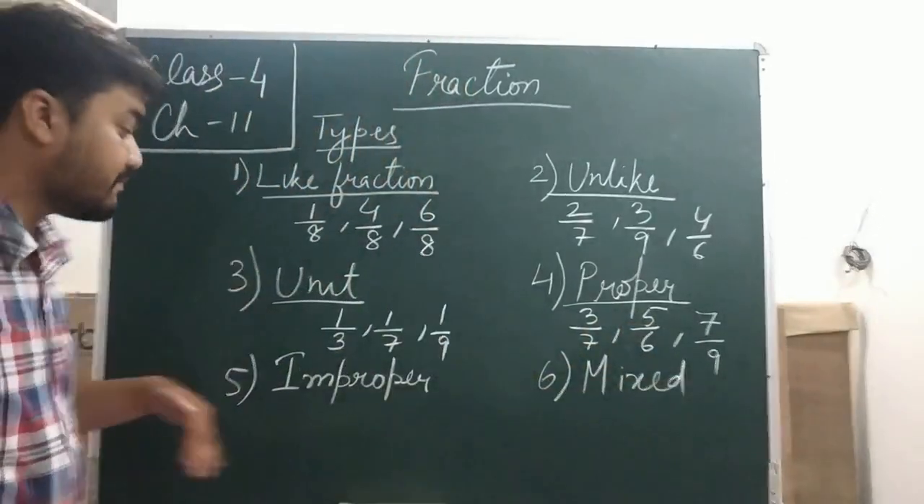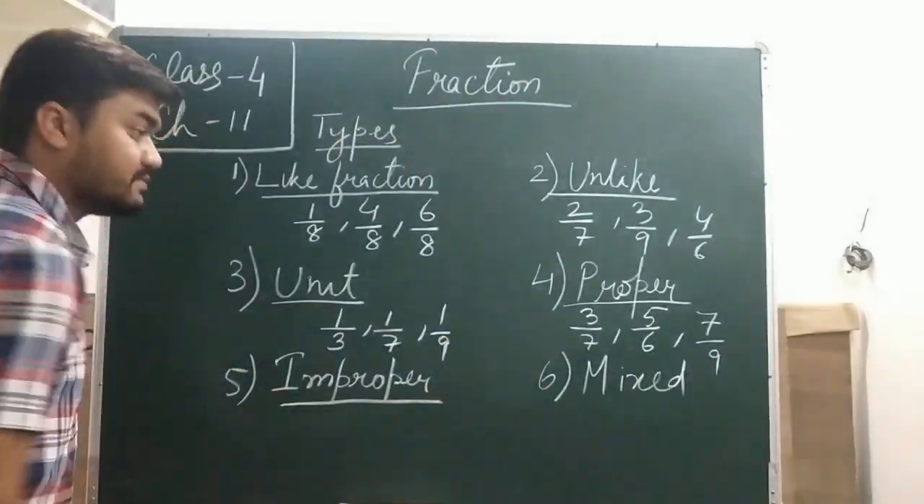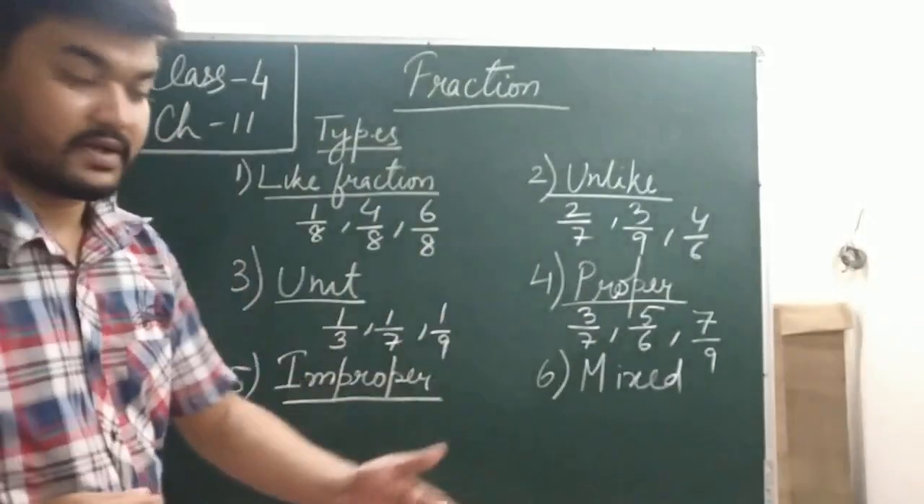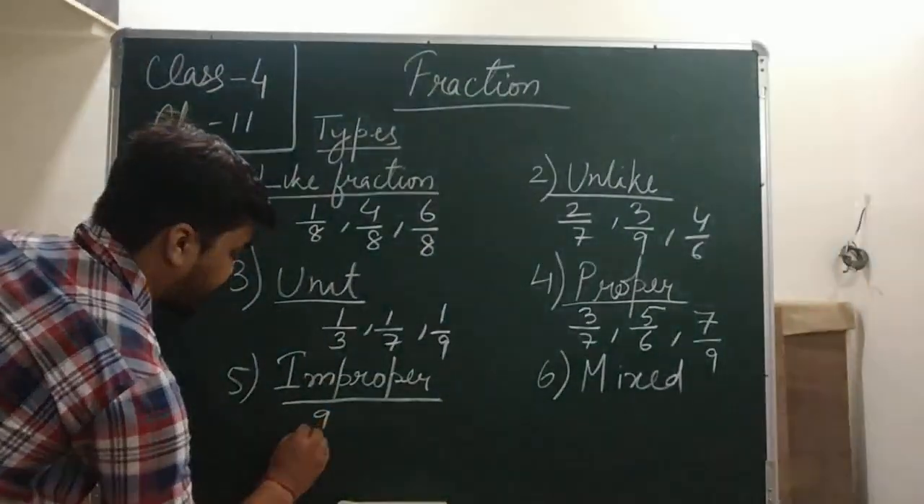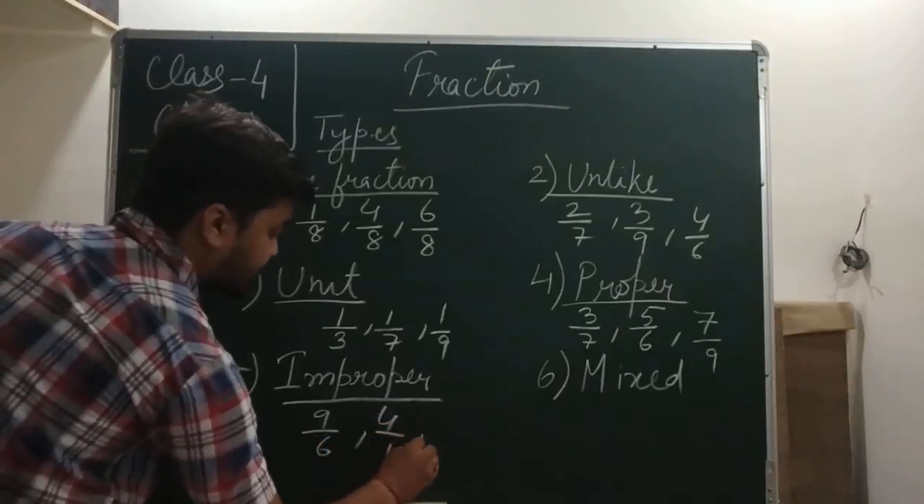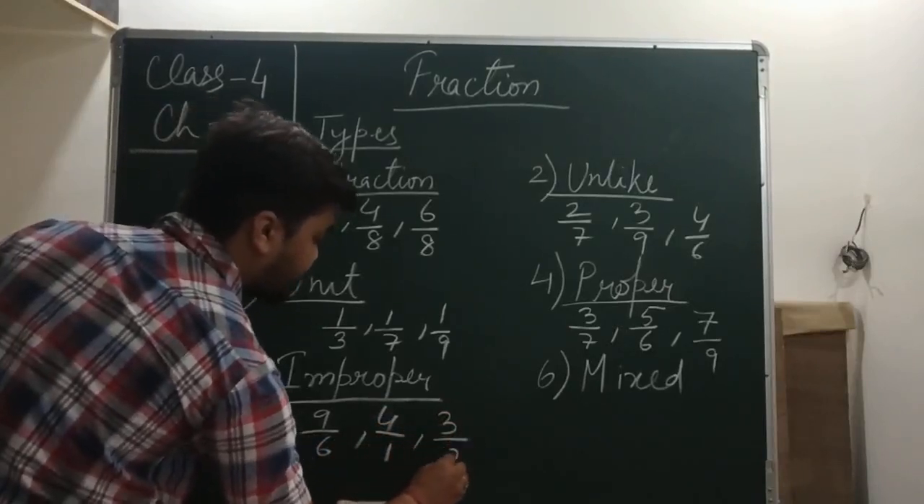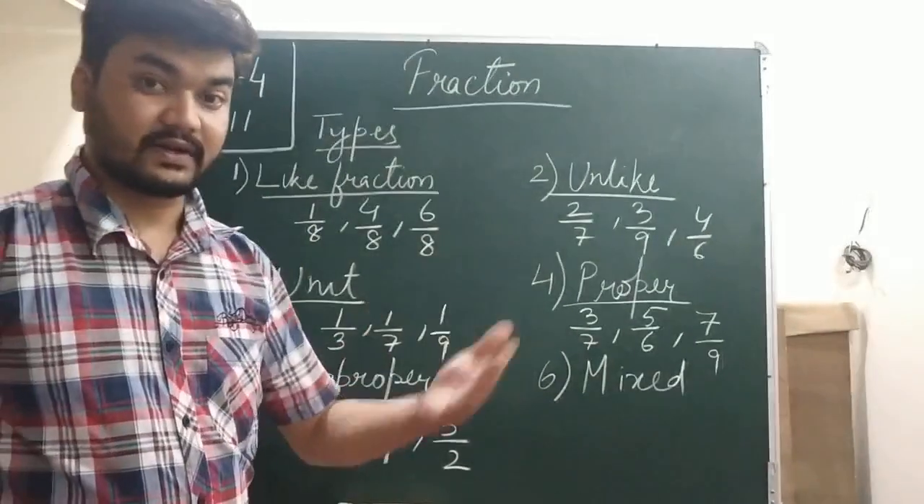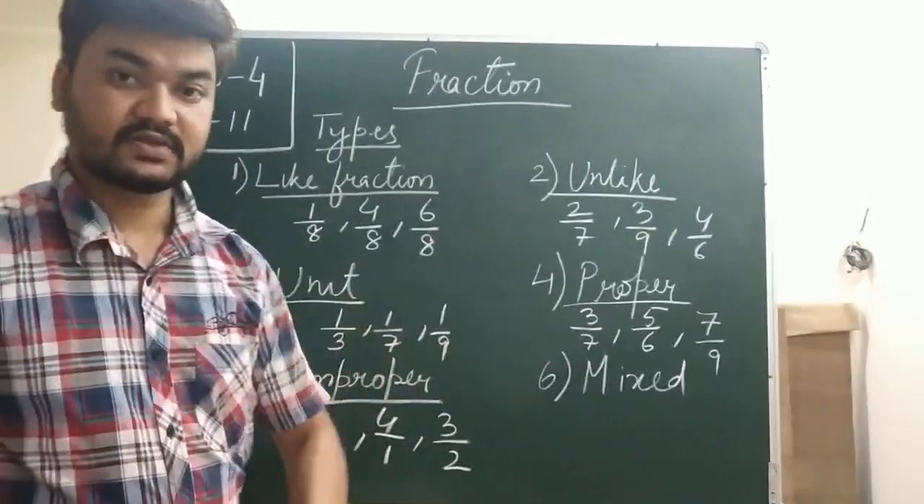Same in improper fraction, the denominator is smaller than the numerator. For example, 9 by 6, 4 by 1, 3 by 2. In improper fraction, the numerator is greater or the denominator is smaller.